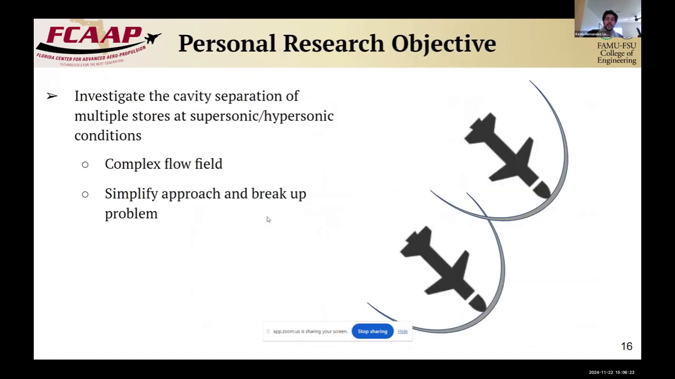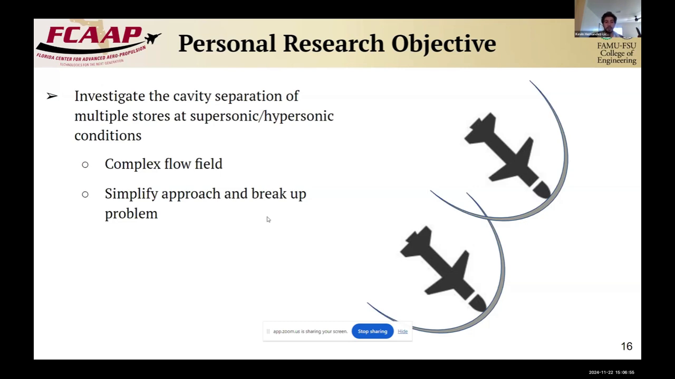So now finally, for my personal research, sorry, I think my voice is going out a bit. But for my personal research, I'm looking at this multiple store release. And this is just a simple diagram to give you an understanding of what I'm looking at, which is the flow coming off of two stores, interacting with each other and then interacting with the stores. So it creates a complex flow field.